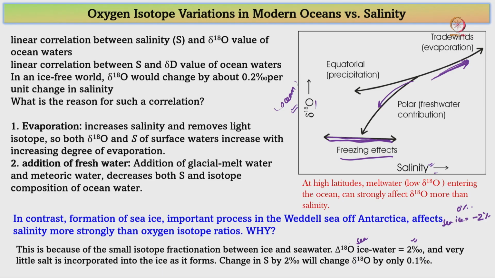And another process, along with evaporation, is precipitation. If there is precipitation happening, then also there will be fresh water input, but that fresh water will not be as negative as ice melt water or the polar fresh water. Therefore, the decrease in the delta 18O value of the ocean will be much shallower. So, this is polar fresh water and this is rainfall just happening in the equatorial region, which is basically evaporated ocean mass. So, with this I come to an end to today's lecture.